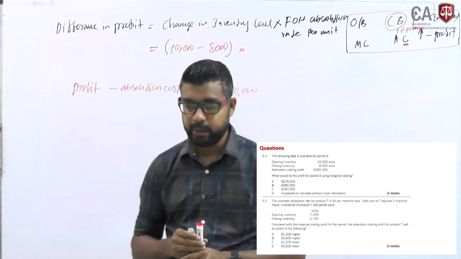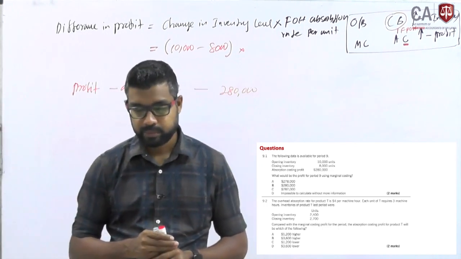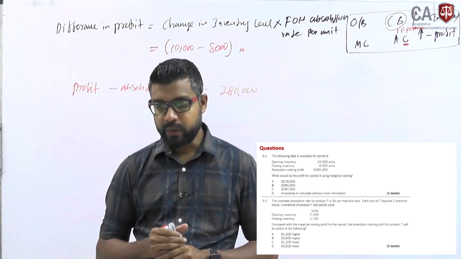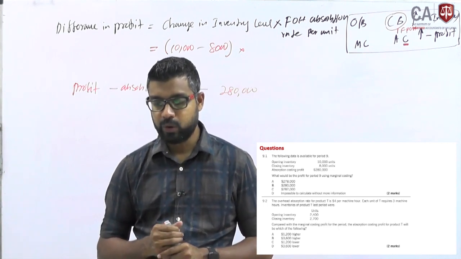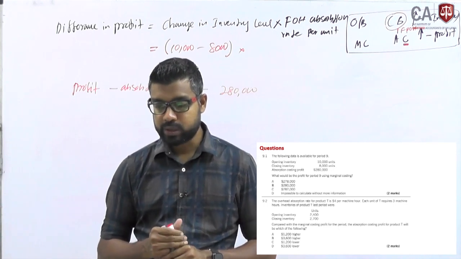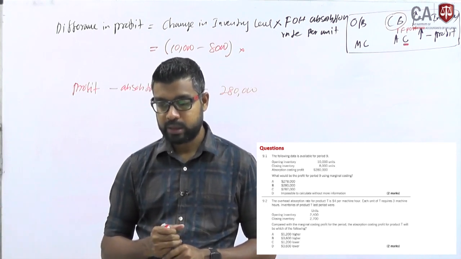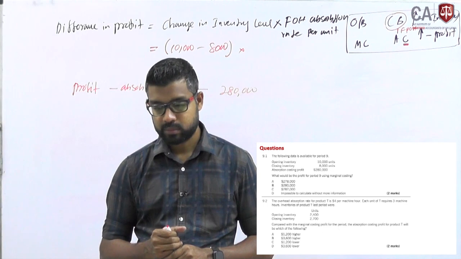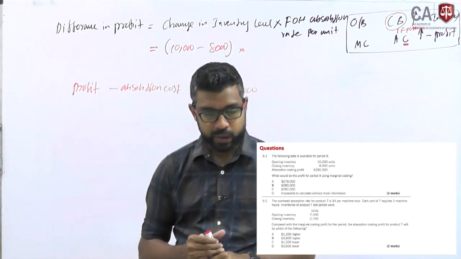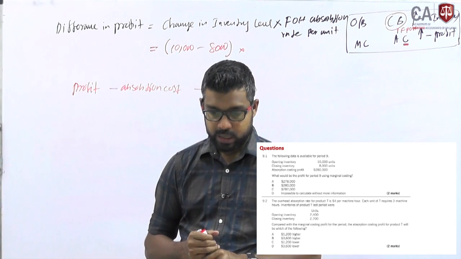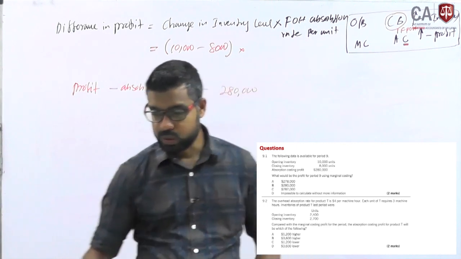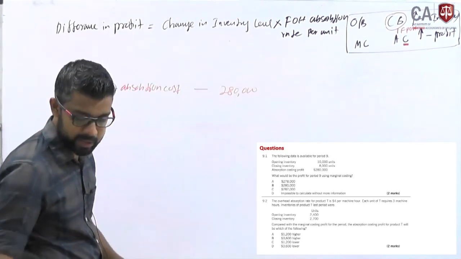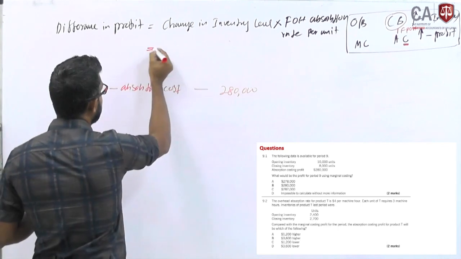Inventories of product T last period were, opening inventory they have given, closing inventory they have given. Compared with the marginal costing profit for the period, absorption costing profit of product T will be which of the following, right? Now calculate the change in profit. First of all, 2,400, apply numbers to this formula.